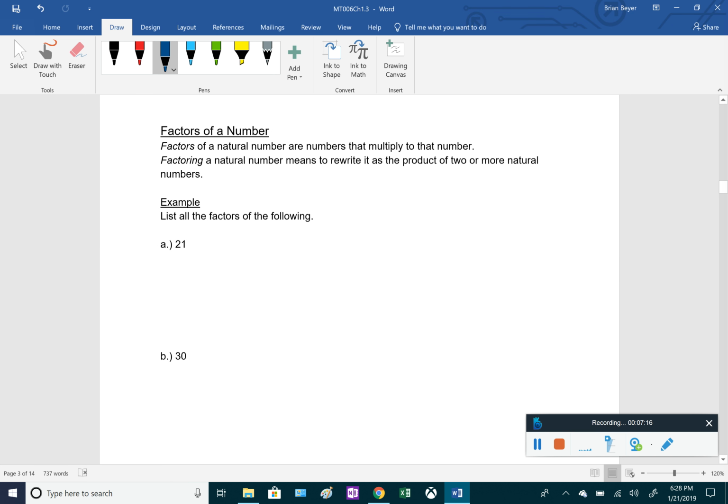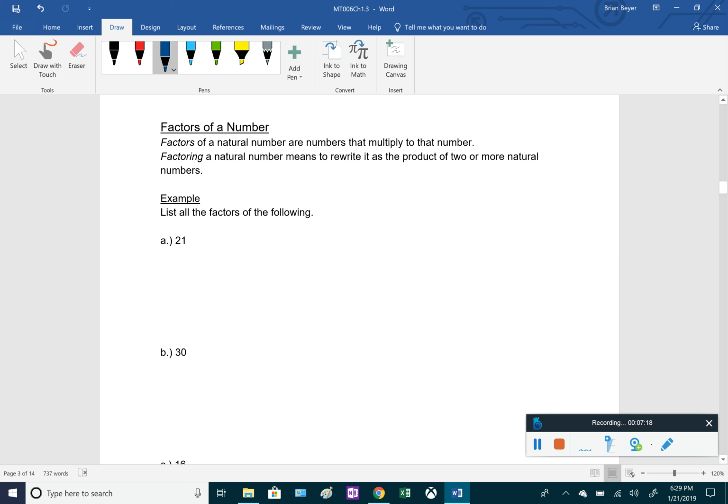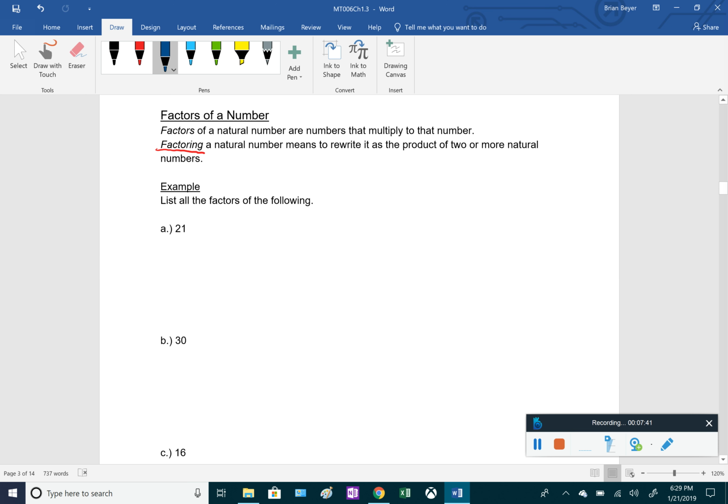Okay, so for the next thing here, we have factors of a number. Factors of a natural number are going to be other natural numbers that multiply to that number. So when we say that we're going to be factoring a number, that means we're going to rewrite it as a product of 2 or more other natural numbers. Okay, so let's do some examples here. Let's list all the factors of the following. List all the factors of 21.